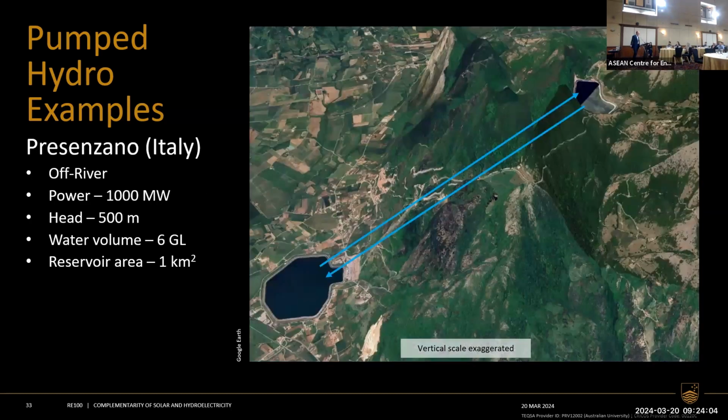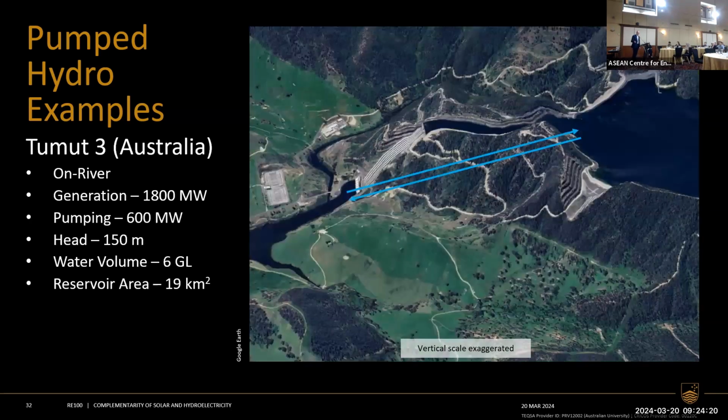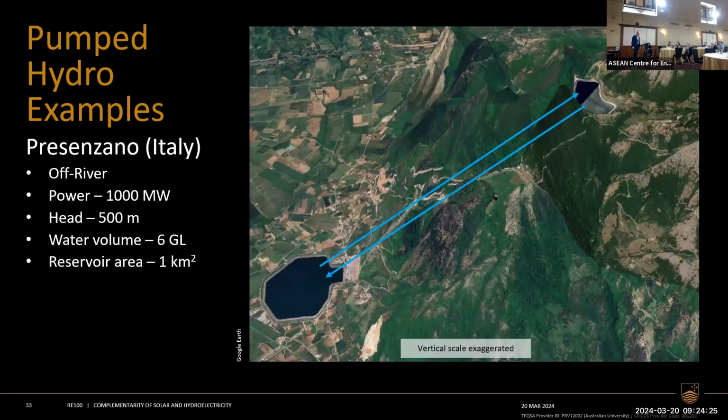This is an off-river site in Italy: 1,000 megawatts, 500 meters of head, a lot higher. It has the same water volume, but it only takes up 1 square kilometer. Australia's Tumut 3 takes up 19 square kilometers on river. Presenzano in Italy takes up 1 square kilometer for the same energy storage capacity and just slightly lower power.